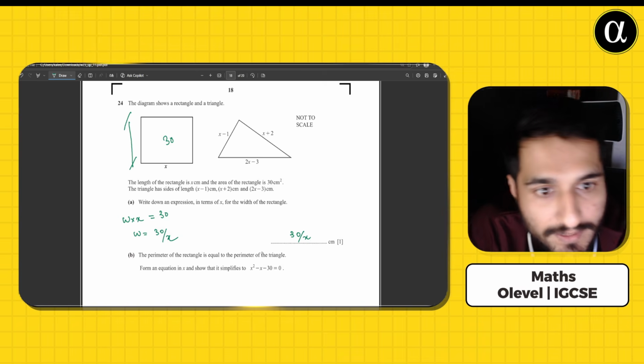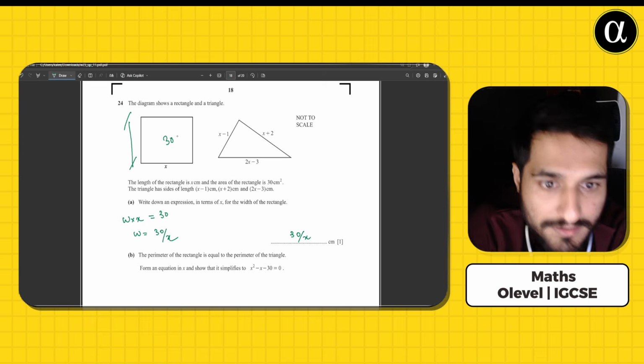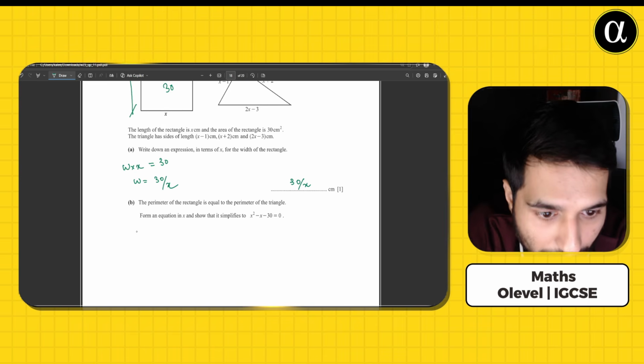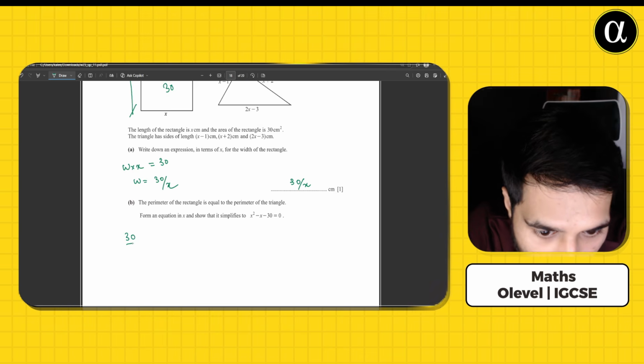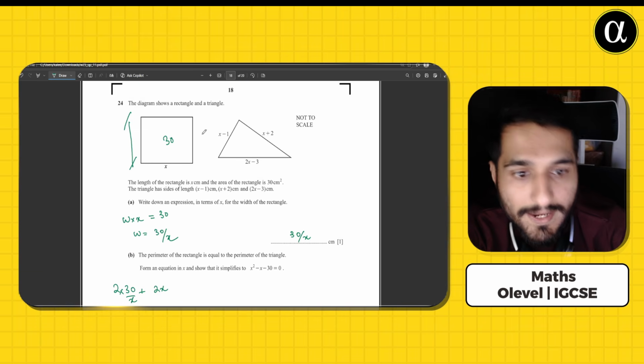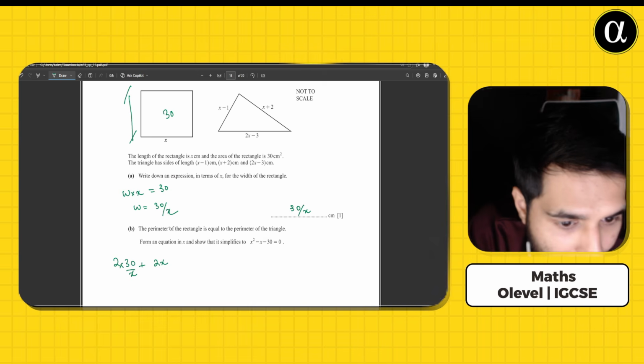The perimeter of the rectangle can be found by adding all the four sides, which means 30 over x plus x plus x plus 30 over x. It's going to be twice the two lengths and the two widths. We add all the sides, so it's going to be 30 over x times 2 plus 2x. Why? Because we had x and it's going to be twice, and then 30 over x is going to be twice.